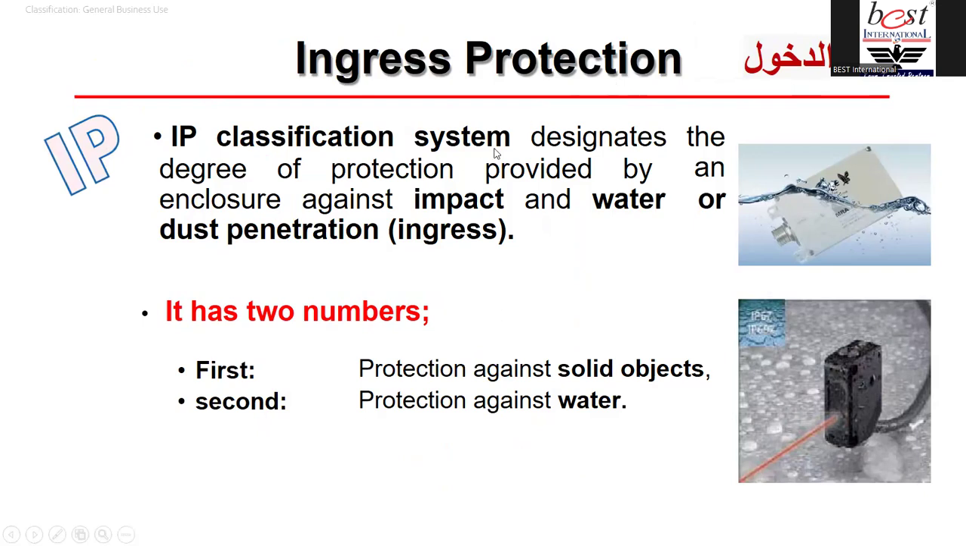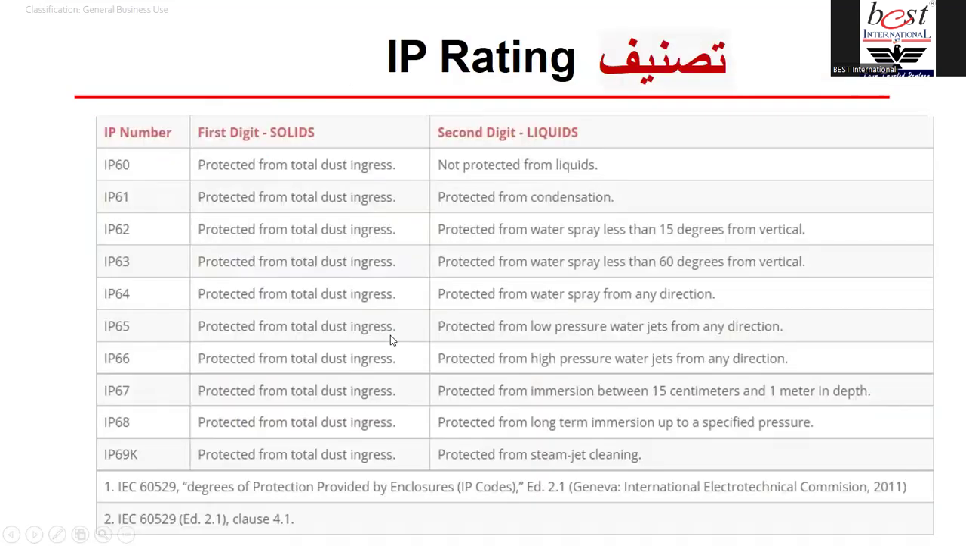Ingress protection, the IP classification, designates the degree of protection provided by an enclosure against impact and water or dust penetration. It has two numbers, the first and second: protection against solid objects and protection against water. So at any cost, every item in zone 0, zone 20, zone 1, zone 21, zone 2 or zone 22, you have to make sure is fireproof, explosion proof, and of state-of-the-art quality with safety marks.